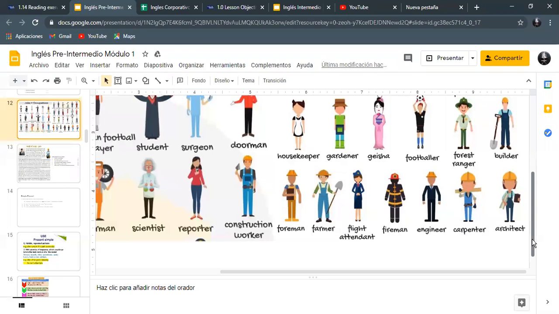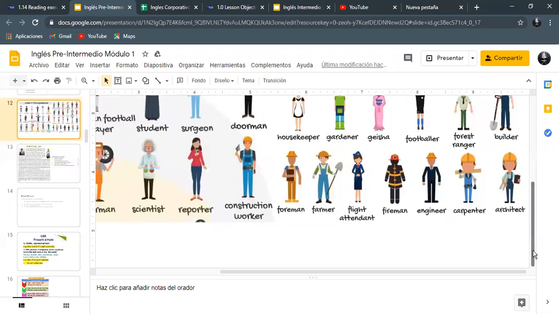Guardabosque. Nice. Builder. Constructor. Oh, good. Foreman. ¿Es bombero? No. Fireman. No. Foreman es como alguien que repara muchas cosas, que da mantenimiento. Something like that. Por ejemplo, en los edificios hay mucho en Estados Unidos. ¿Conserje, tipo conserje? Algo así.